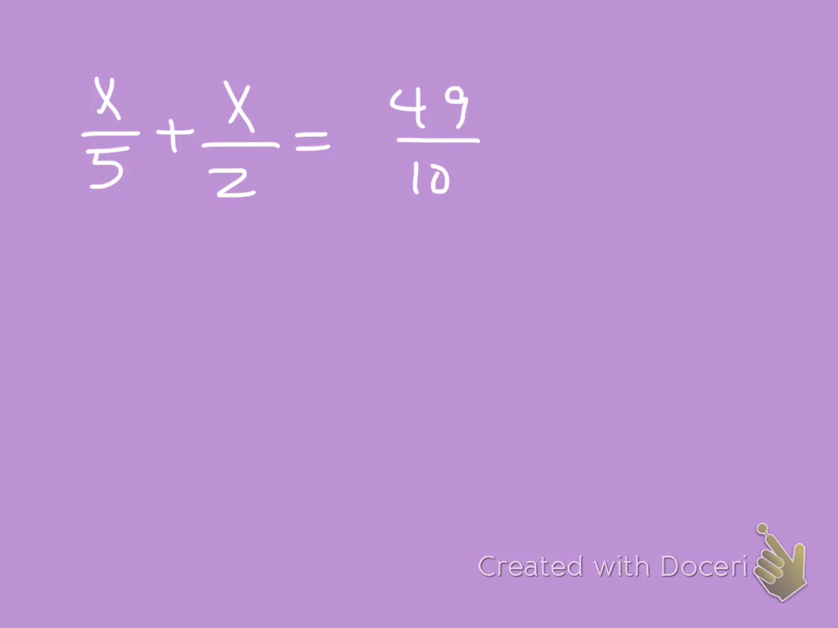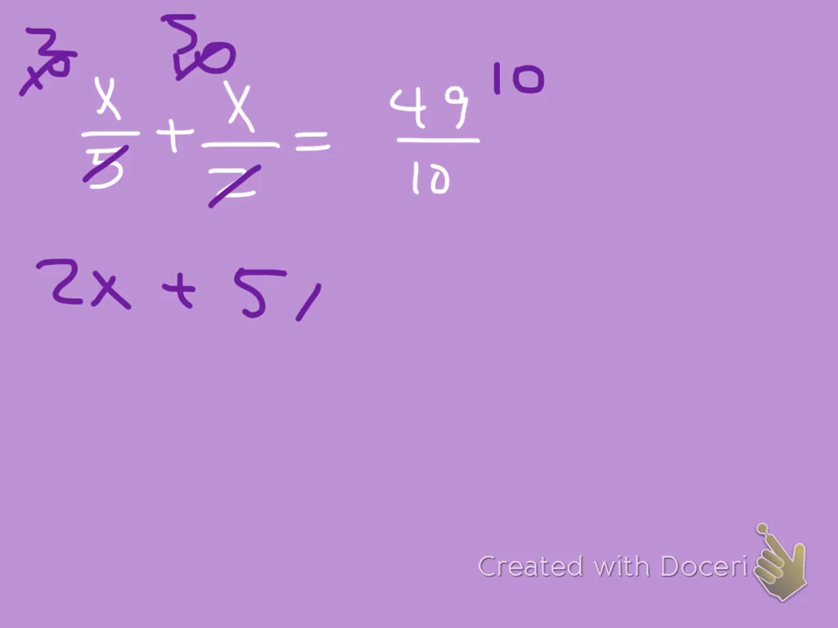What's the common denominator of 5, 2, and 10? 10. Yes, we're going to multiply by 10 on this side. I actually like to write the 10 all over instead of doing the distributive property. So 5 goes into 10 2 times, so it's 2x. 2 goes into 10 5 times, so it's going to be a 5x. And 10 goes into 10, leaving me just 49.